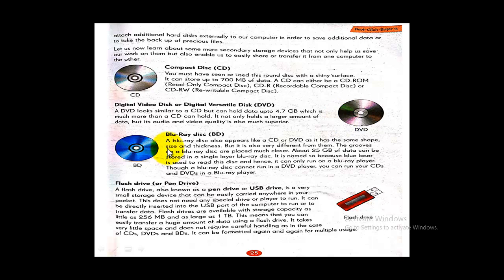But you cannot play a Blu-ray disc on a DVD player. You cannot play a DVD on a CD player. A CD player can only play CDs. In a DVD player, DVDs can be played as well as CDs. But in a Blu-ray player, all these three, CD, DVD, and Blu-ray discs, can be played. A CD player can only play CD, a DVD player can play CD and DVD also, and a Blu-ray player can play Blu-ray discs as well as DVDs as well as CDs.